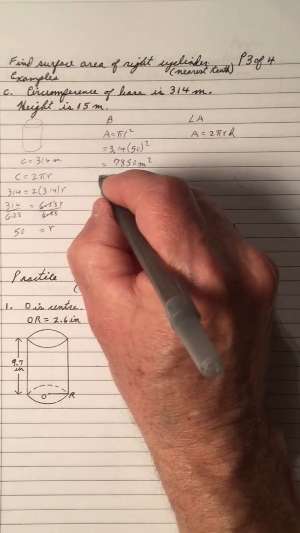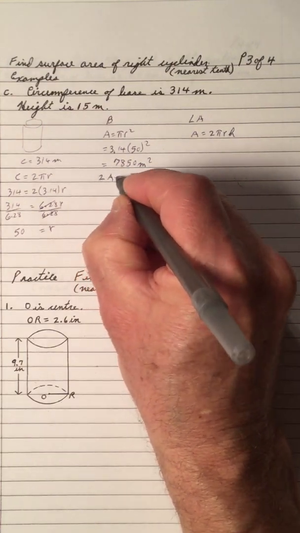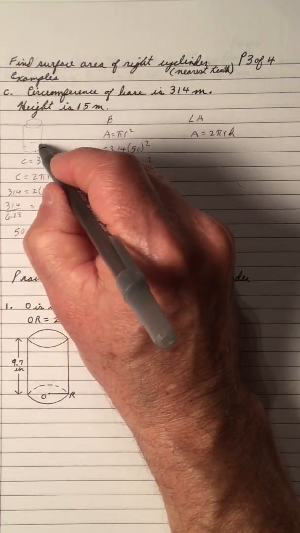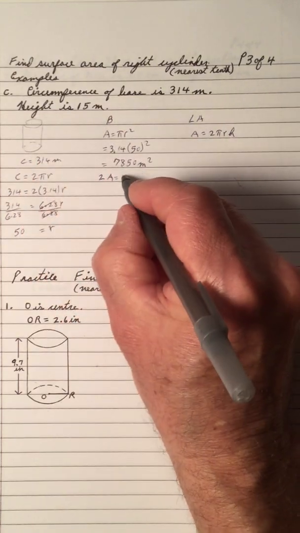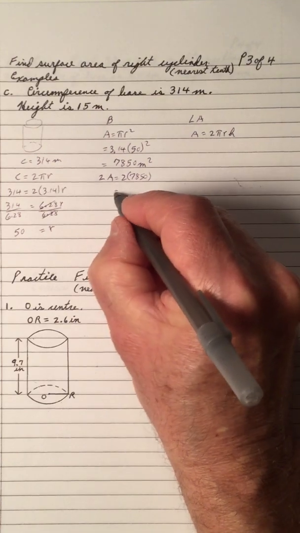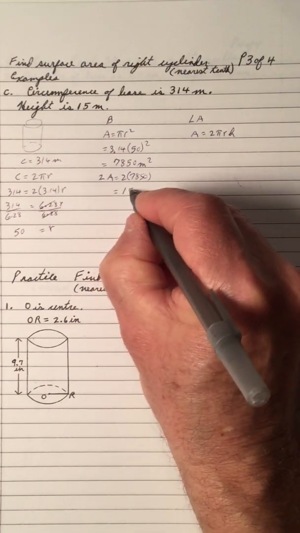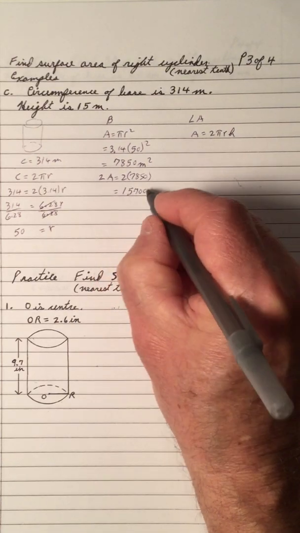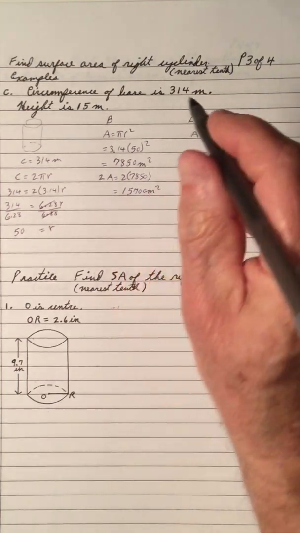But I remember I have 2 circles, so twice the area, because you've got a circle on the bottom and a circle on the top. So it's twice 7,850, and that gives me 15,700 square meters. So I got the base area.